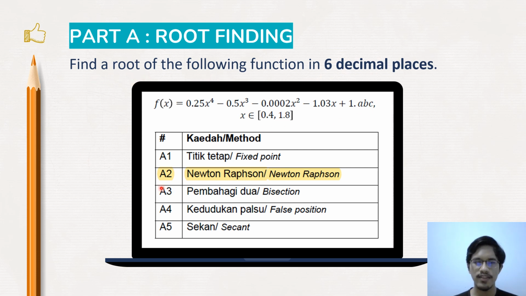Okay, part A. The question is to find a root of the following function to 6 decimal places. For this part, I have selected the A2 method, which is the Newton-Raphson method. Here the equation for f(x) is equal to 0.25x^4 minus 0.5x^3 minus 0.0002x^2 minus 1.03x plus 1.abc.